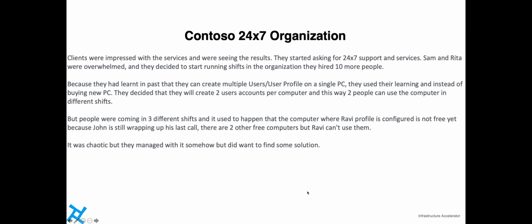It used to happen that the computer where Ravi's profile is configured is not free yet, because John was still wrapping up his last call. There are two other free computers, but Ravi can't use them because his profile is on that computer. It was chaotic. But they managed it somehow. And they did want to find a solution.